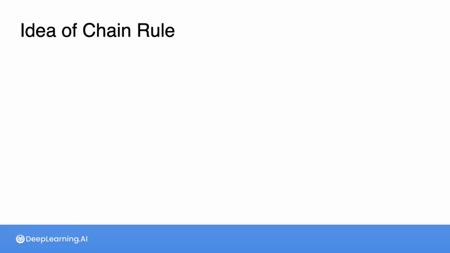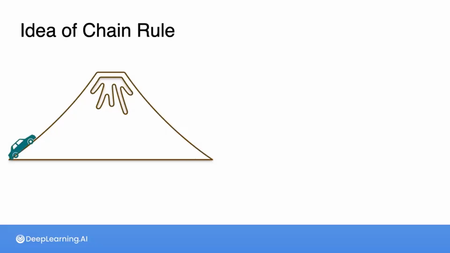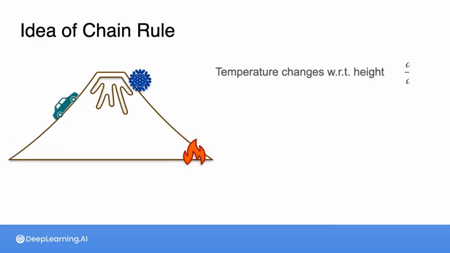So this is how I like to see chain rule. Imagine that you're driving your car again and you feel adventurous, so you're going to go up a mountain. The base of the mountain is pretty hot, but the top is pretty cold. So as you drive up, you notice that the temperature is changing with respect to height. And the rate of change is d capital T over dh, where capital T keeps track of temperature and h keeps track of height.